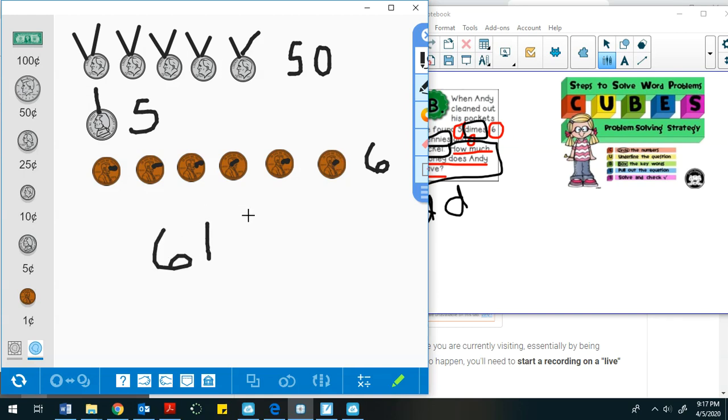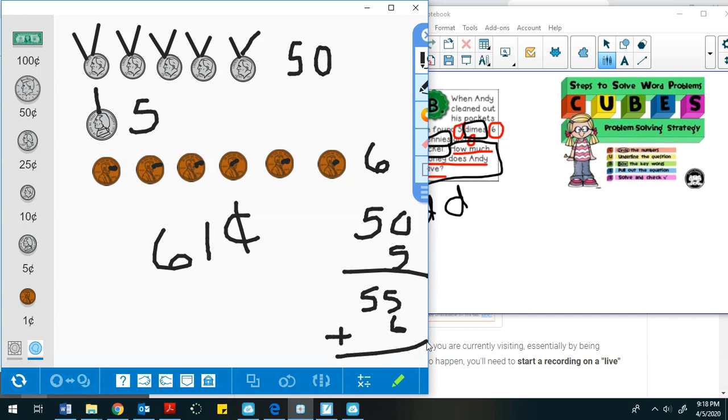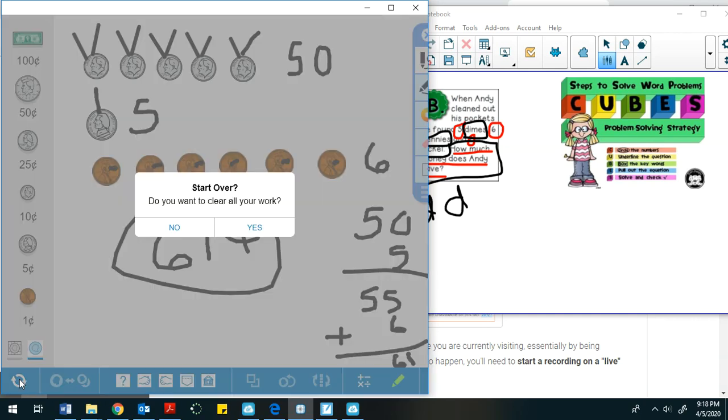61 cents. I can check my answer by adding the values. 50 plus 5 is 55. Then if I add 6 more, I'm going to get 61. So now I know that Andy has 61 cents.